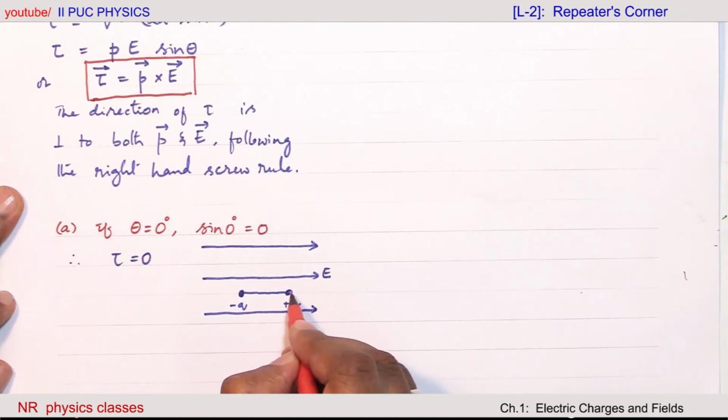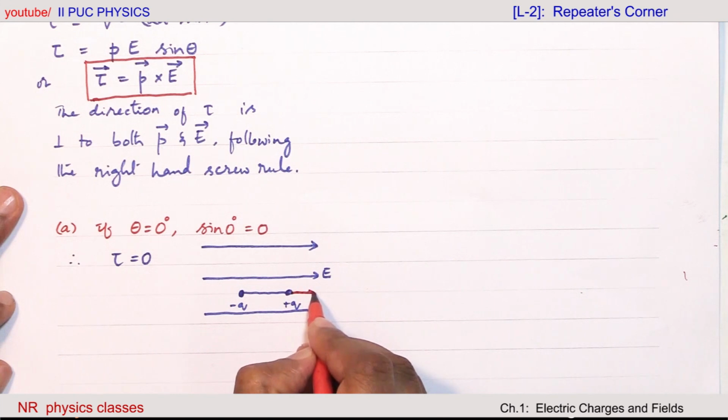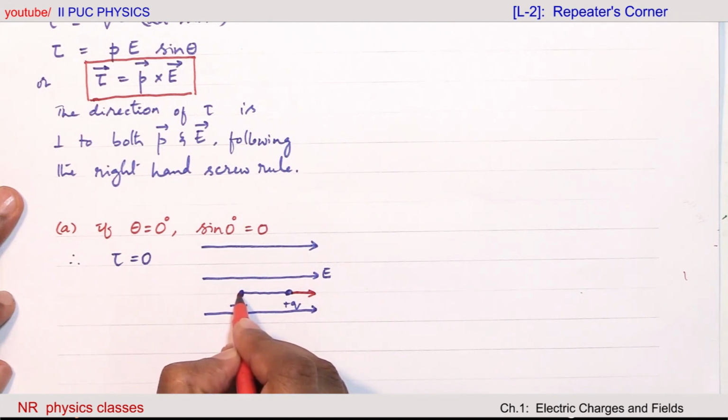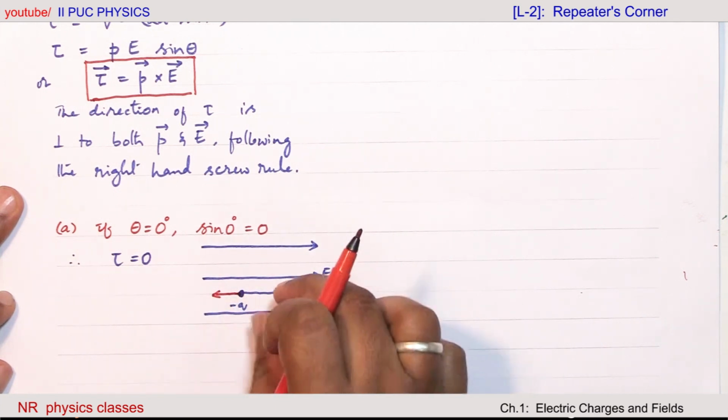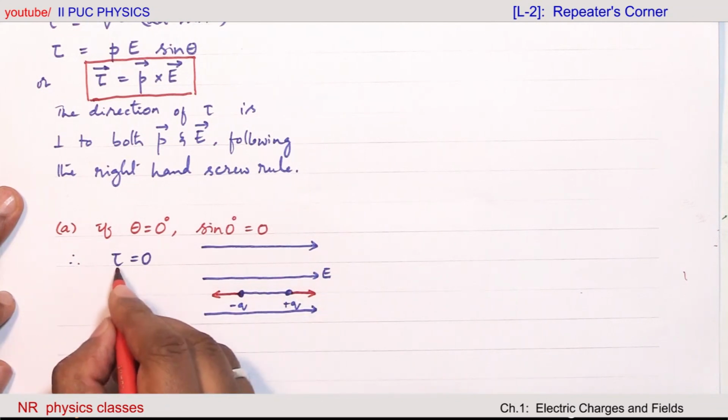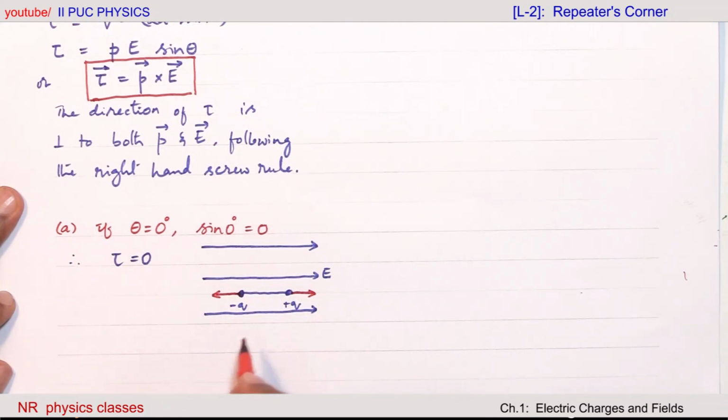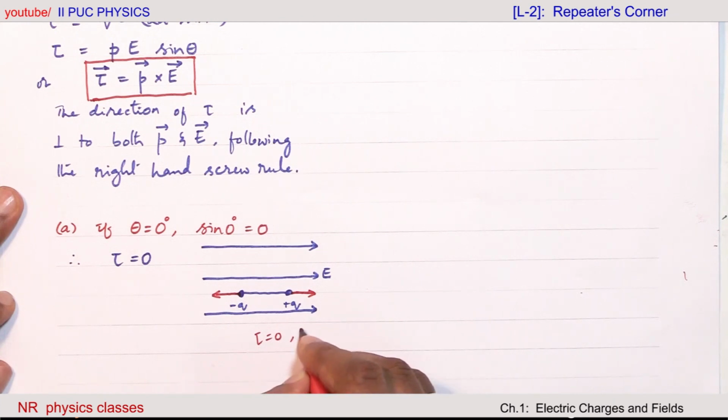Force on plus Q is towards E. Force on minus Q is against. These two are pulling the dipole apart. There is no rotation. That is the meaning of tau equal to 0. Resultant force is 0 and torque is also 0. This is for your reference. Tau is 0, nothing but torque is 0, and resultant force, Fr stands for resultant, is also equal to 0.